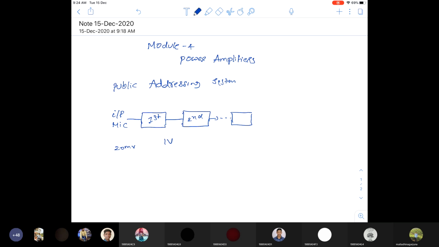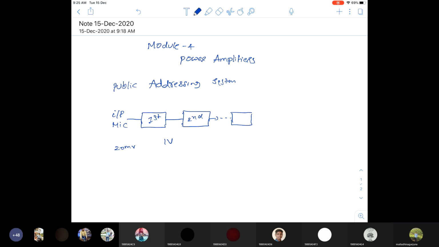Suppose you are not satisfied with 1 volt. This 1 volt is sufficient when you are giving a lecture in a class, because in a class there are 60 or 70 members. But if you are giving a seminar in a conference where there are thousands of people, like 10,000 or 20,000, this 1 volt is not sufficient. For that situation you must go with multi-stage amplifiers.